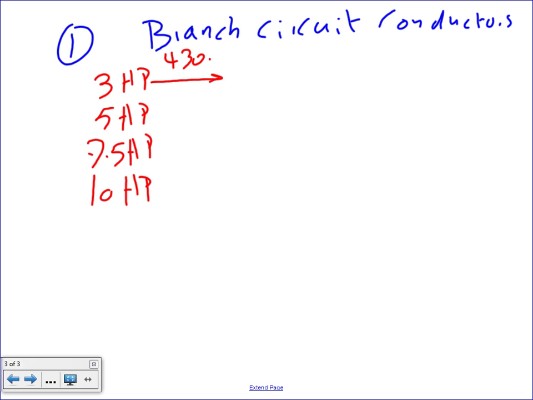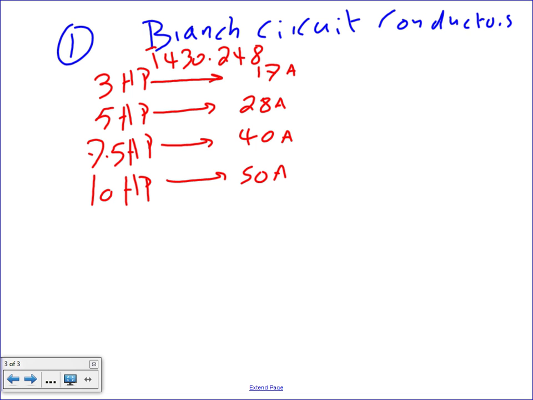430.248, this is the table that we look at. If you guys went there, here's what you're going to find. The full load current for each one of these starting with 17, 28, 40, 50. So this will be 17 amp, 28 amp, 40 amp, and 50 amp. Does anybody have any question? 17, 28, 40, 50, directly from the NEC Codebook.